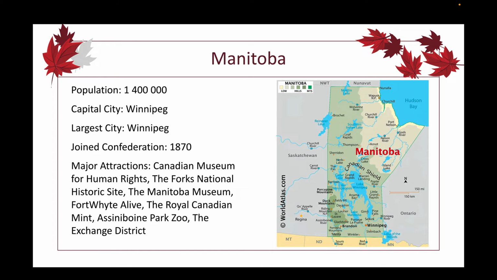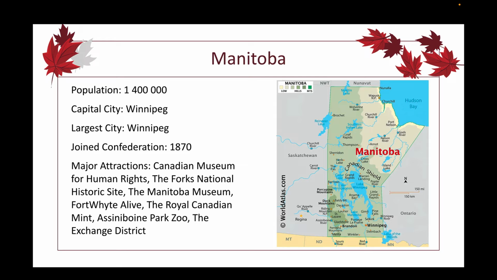Moving east over to Manitoba with a population of just under 1.5 million people. The capital city and largest city in Manitoba is going to be Winnipeg. And Manitoba joined Confederation in the year 1870. They joined because they wanted to control their own affairs within their province. And of course, like Alberta and Saskatchewan, they wanted to secure that federal assistance for the construction of the railway. You can see here they have a number of major attractions as well, ranging from the Canadian Museum for Human Rights all the way down to the Exchange District.